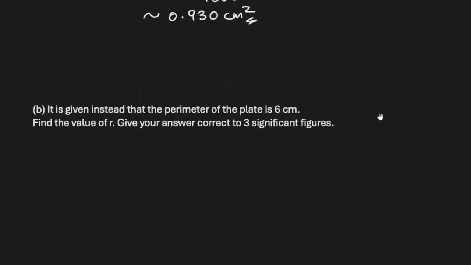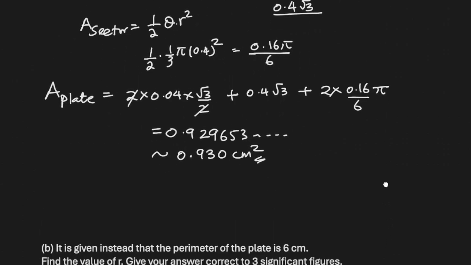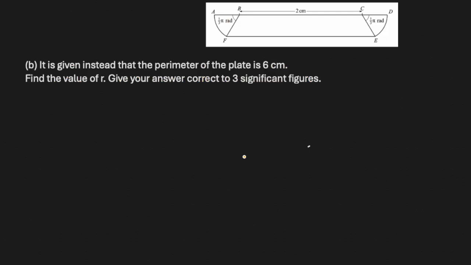B, it is given instead that the perimeter of the plate is 6 centimeters. Okay, I'll have to copy or bring that down. Okay, copied. So now, because we want to find radius, we'll put everything in terms of radius. So perimeter is 6. So 6 is equal to this line first, 2 centimeter. Then we will add this radius and this radius, which is 2r. Then we will add this arc and this arc, which is r theta. So 2 r theta. And theta is given to us as 1 over 3 pi.